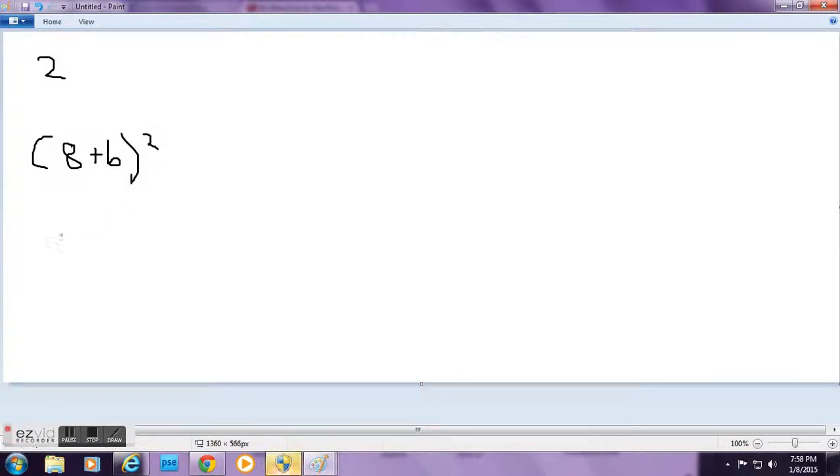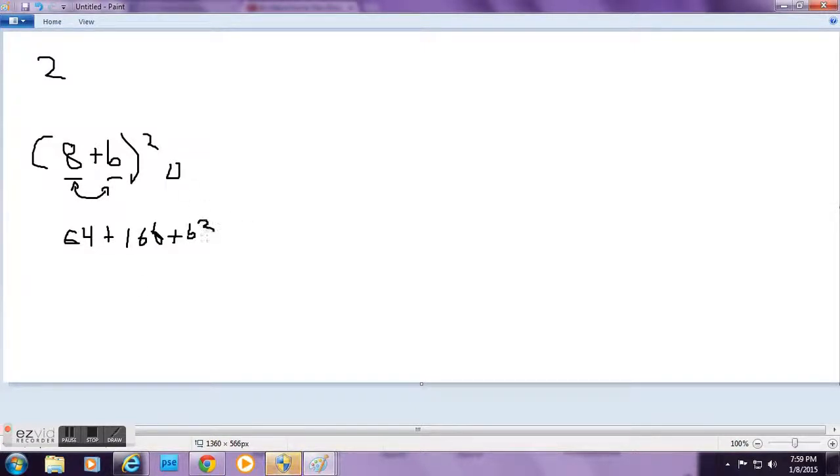What you need to do first is you square the first term, which is 8, so it's 64. The next thing to do is you multiply the first and second term, then multiply it again by 2, which is twice the product of the first and second term. So 8 times b times 2, so it's 16b.